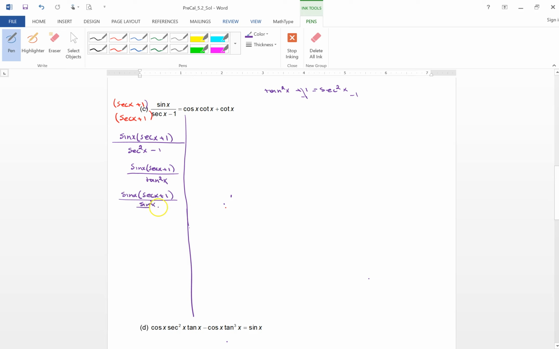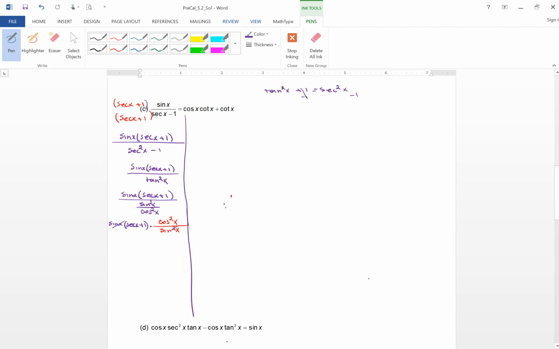Sine squared x over cosine squared x. This divided by the fraction means we have the numerator times the reciprocal of the denominator. So remember, something divided by a fraction is the same as multiplying by the reciprocal. Now, one sine cancels with another sine.